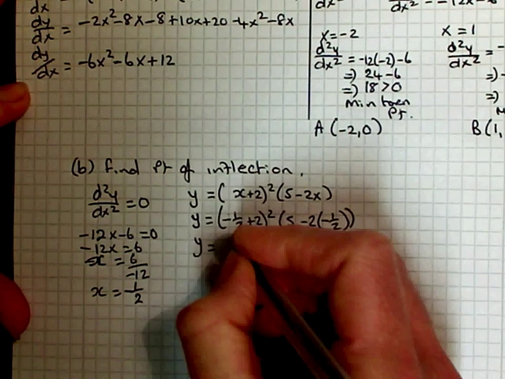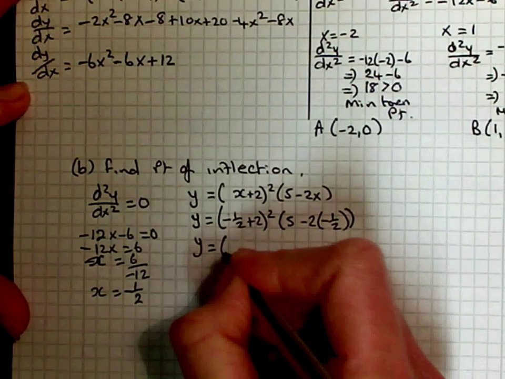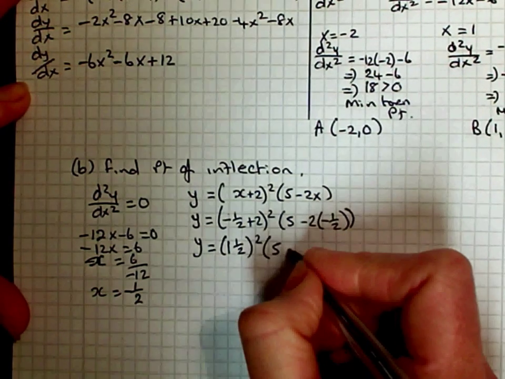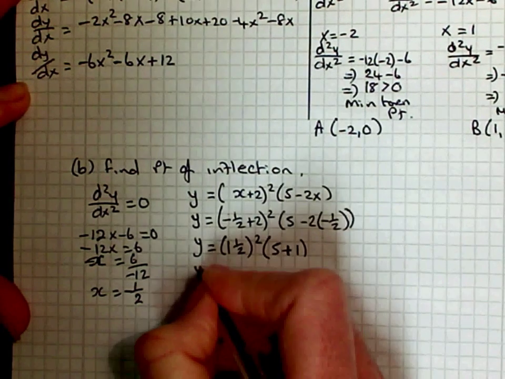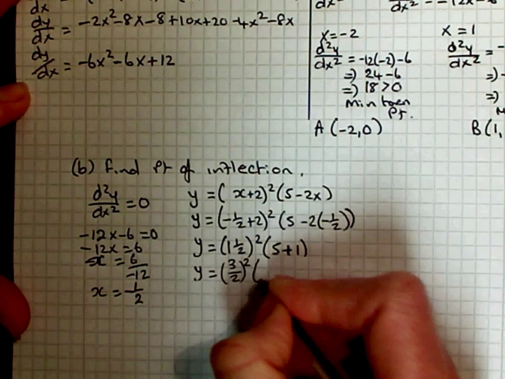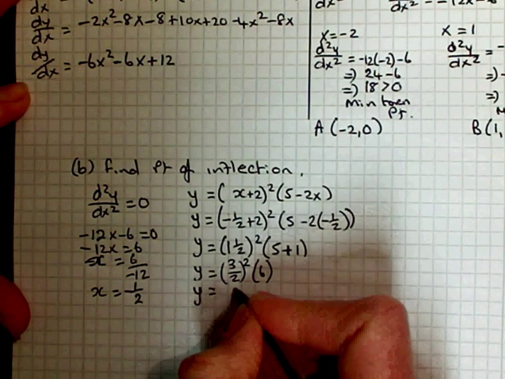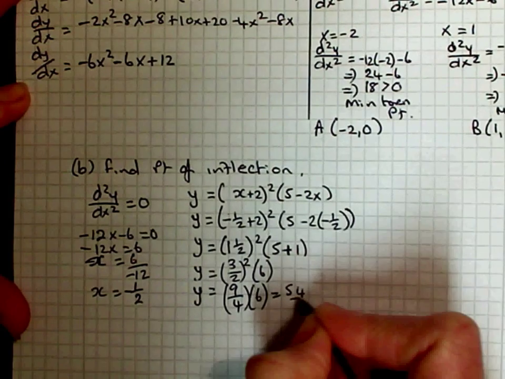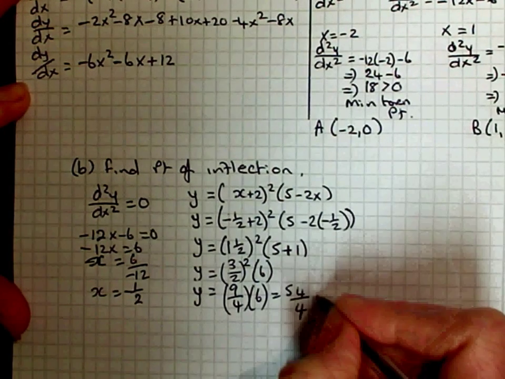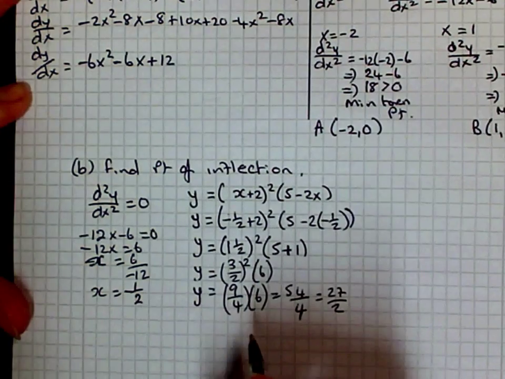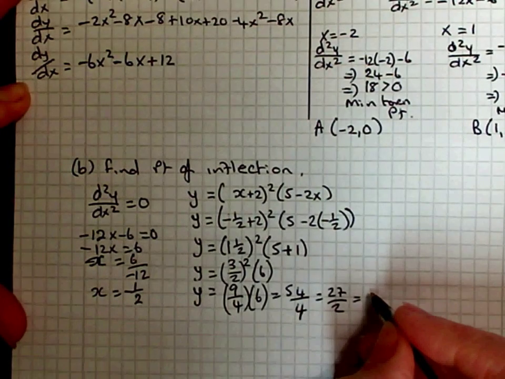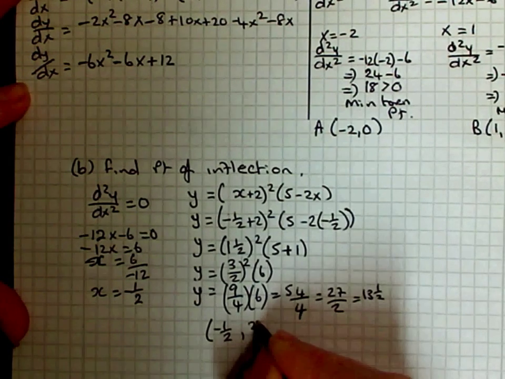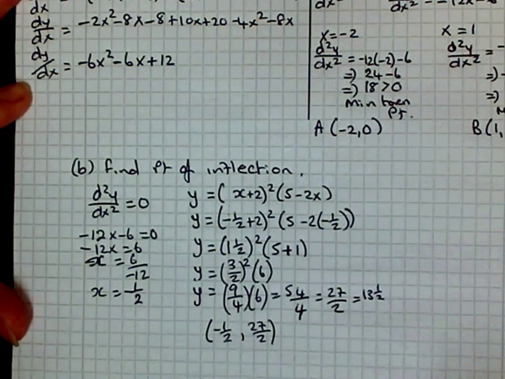So y is equal to, so that's going to give you 1.5, or 3 over 2, all squared by 5, and minus 2 by minus a half is going to give you plus 1. So y is equal to 3 over 2 squared by 6, which is going to give you 9 over 4 by 6, which is going to give you 54 all over 4, which breaks down to 27 over 2. So our point of inflection, and that's just for the purpose of the diagram, is 13 and a half. So our point of inflection is going to be minus a half and 27 over 2, or 13 and a half.